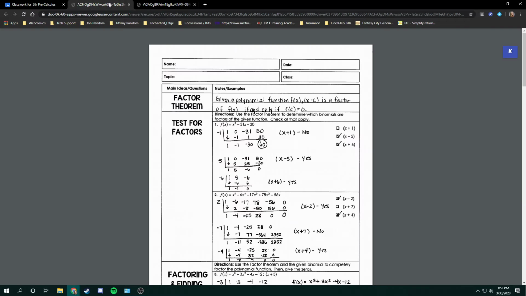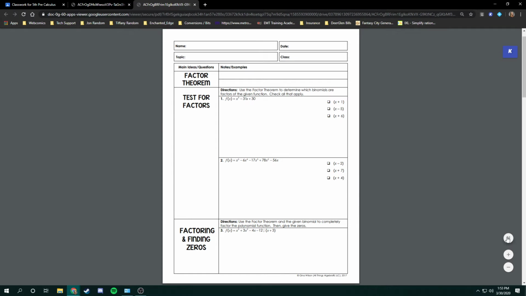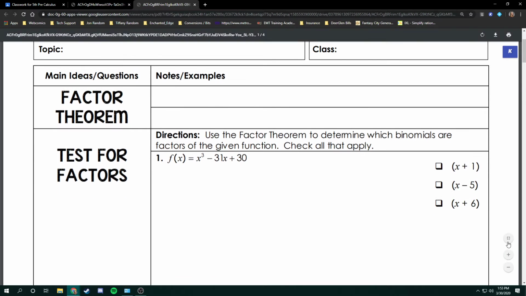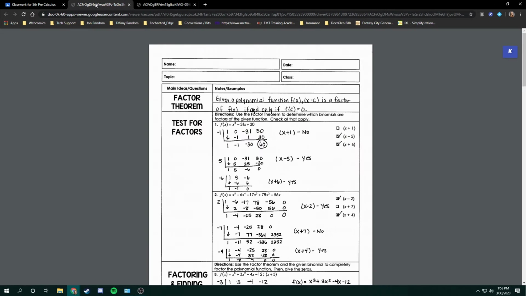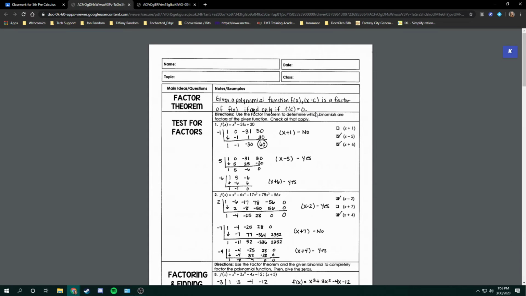Okay, so we're going to go ahead and get started. Let's see here. So factor theorem. Given a polynomial function f of x, x minus c is a factor of f if and only if f of c is equal to 0. It's only an x-intercept if you plug it in and you get 0 back, which makes total sense because an x-intercept is when you have a y value of 0.